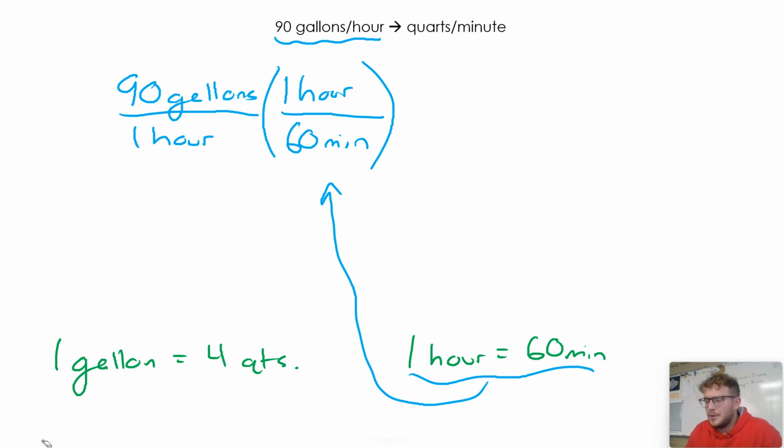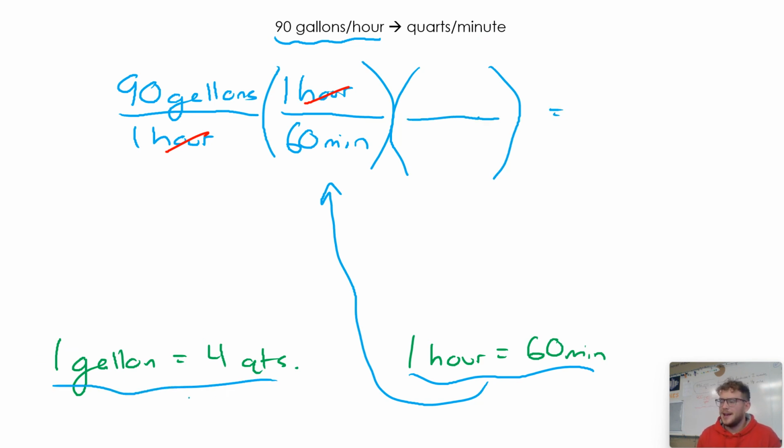Okay, so let's see what just happened unit-wise. The units that canceled were my hours. So if I were to finish this problem, do the math, what I'm left with is gallons over minutes. Okay, so I can finish this and get it in gallons per minute, but I'm trying to get quarts per minute. All right, but at least I got it into minutes. So now I'm going to use my other conversion. I need to make one more conversion. And so I'm going to use the one down here, my gallons to quarts. And I'm going to plug that in.